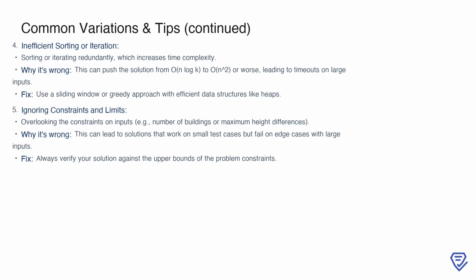Another common mistake is ignoring constraints and limits. If you overlook the problem's constraints, such as the number of buildings or the maximum height differences, your solution might work for small test cases but fail when tested against edge cases with large inputs. Always verify your solution against the upper bounds of the problem constraints to ensure it performs well under all conditions.